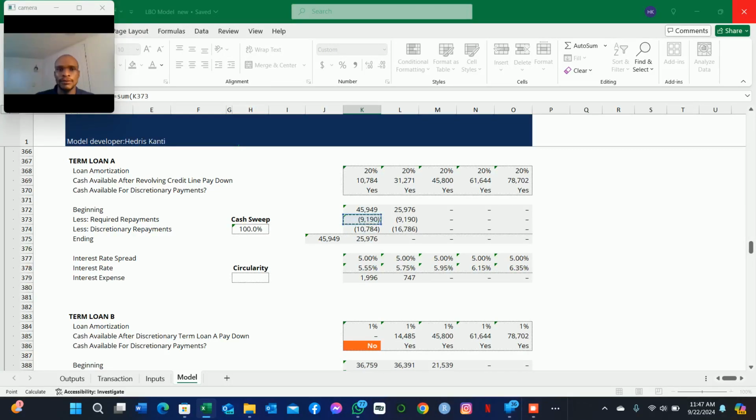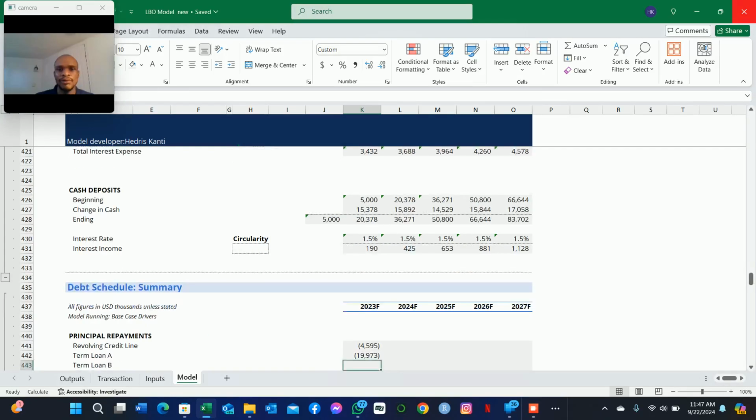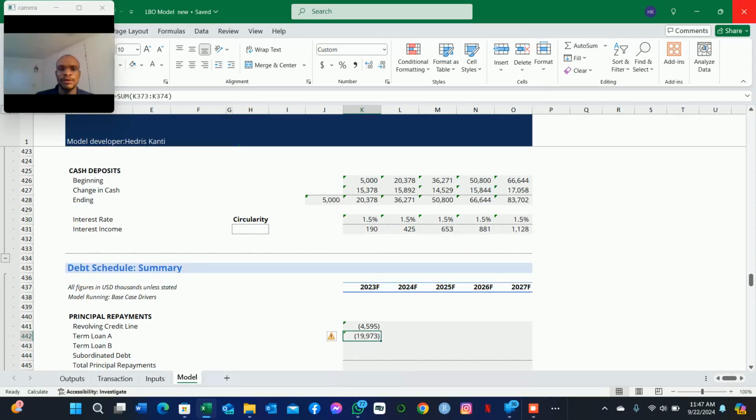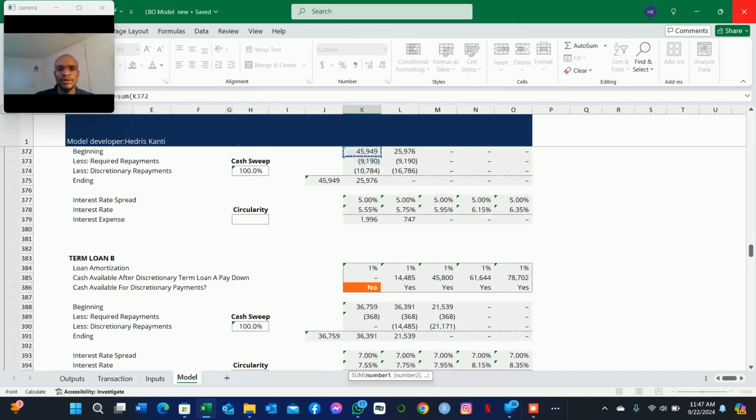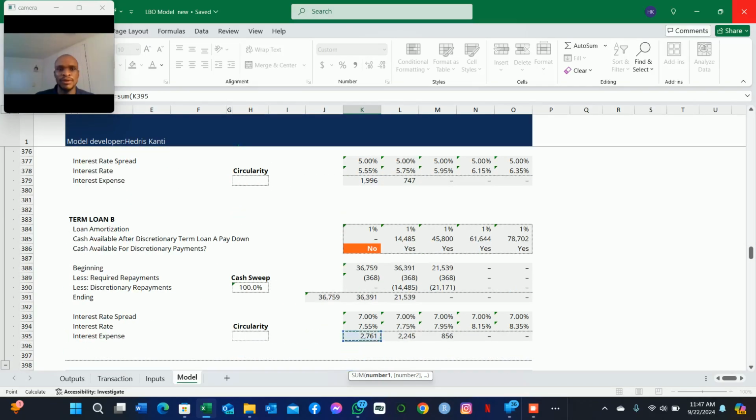So we have to sum the mandatory and the discretionary repayments. So we have this there. We sum all of those. So that's the sum of the mandatory and discretionary repayments for term loan A. For term loan B, it's also going to be the sum of the mandatory and the discretionary repayments. So we have it here, set up here, term loan B.